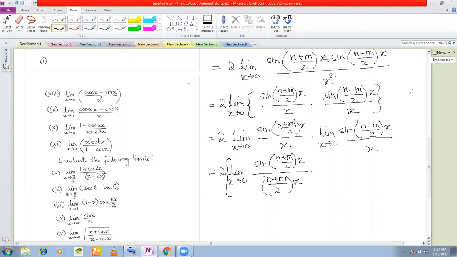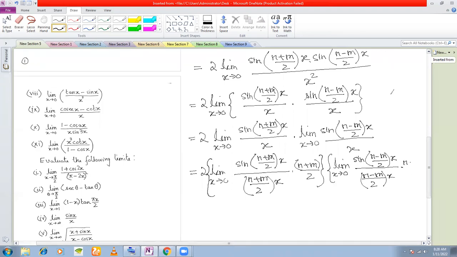And because in the denominator I have an extra n plus m by 2, I also multiply by n plus m by 2. Okay. And you have limit x tends to 0 sine n minus m by 2 x divided by, again here I do the same thing. I multiply the denominator by n minus m by 2, and because I am dividing by this extra factor, I also need to multiply, right?